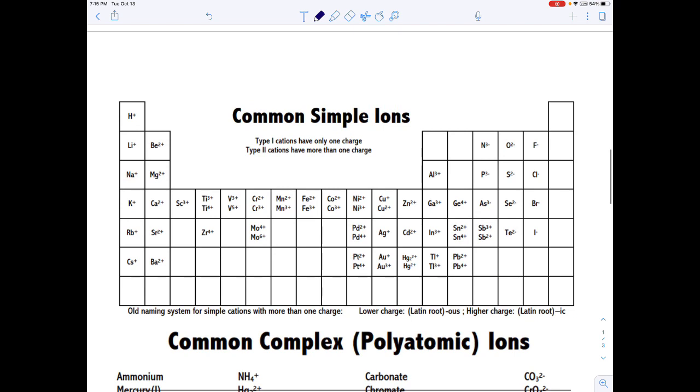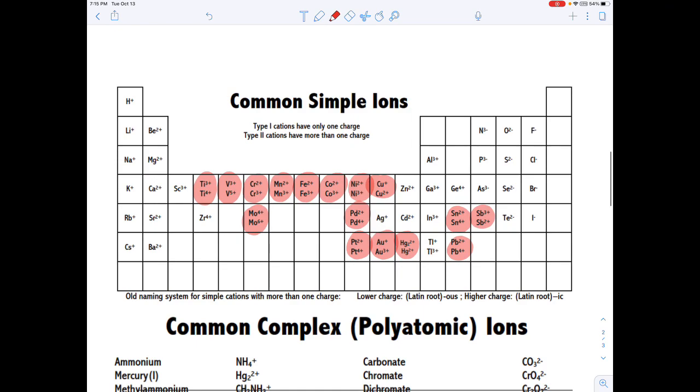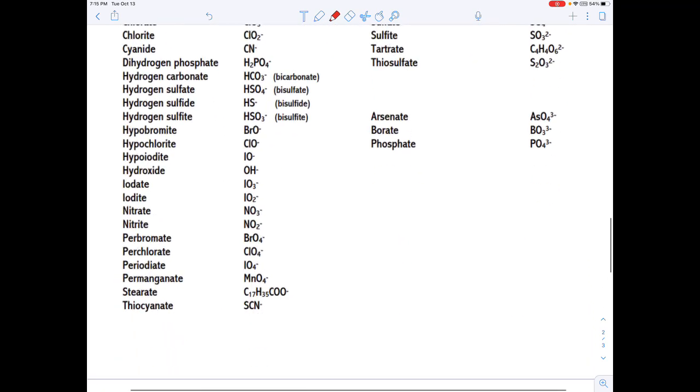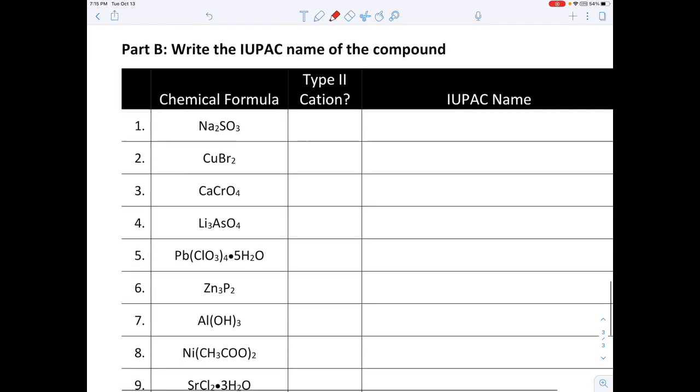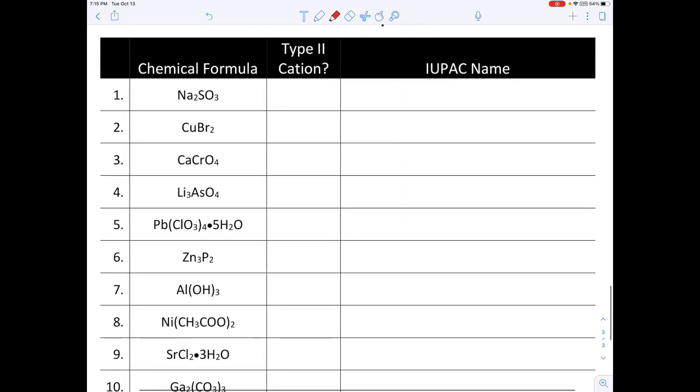So I'm going to be referring to page 6 of our data booklet. Remember, the type 2 cations are the ones that have more than one possible charge. So most of them, but not all of them, are transition metals. Those are all transition metals. But there are a few over here that are also type 2 cations. These are not the only type 2 cations, but these are the ones that are in our data booklets that have been highlighted. So wherever you have a type 2 cation, we need to use the stock system with a Roman numeral to indicate the charge.